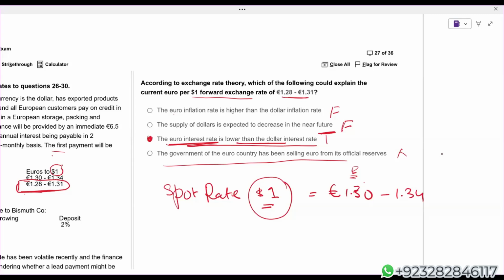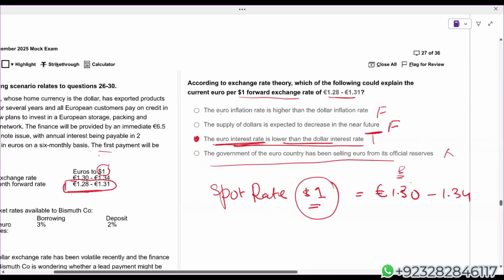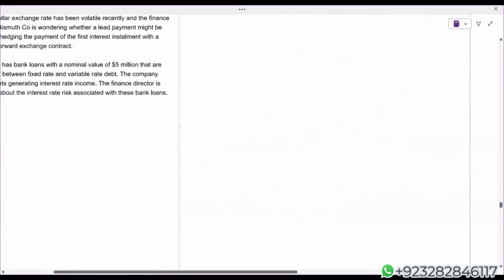And one more. You should be able to understand that initially at the spot rate, in $1 you were able to get 1.3 euros, but in 6 months time, in $1, you are getting 1.28. It means euro is getting stronger. So the interest rate in euro will reduce. Simply purchasing power parity.